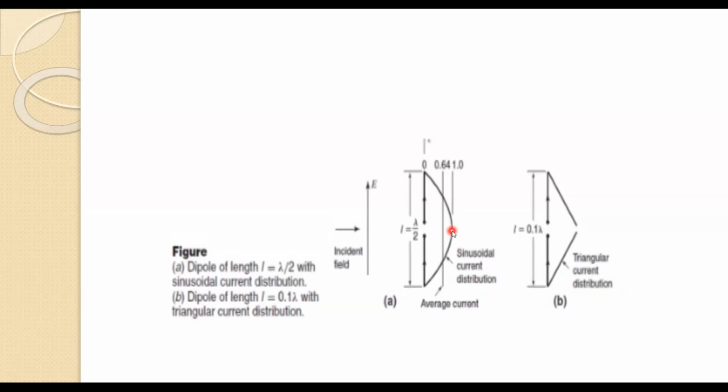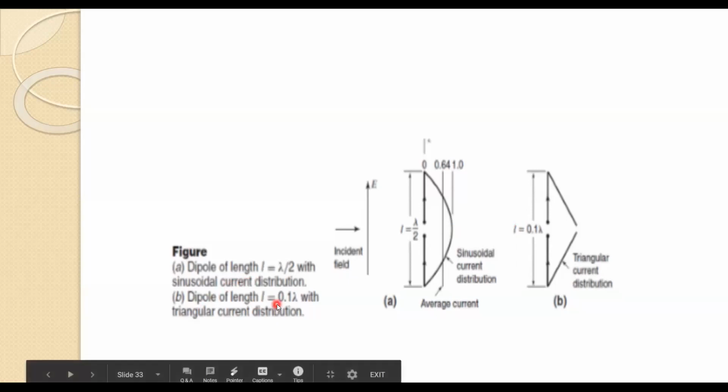Similarly, when the length of the dipole diminishes, here the length L equals 0.1 lambda. Therefore, a dipole of length L equal to 0.1 lambda has a triangular current distribution.